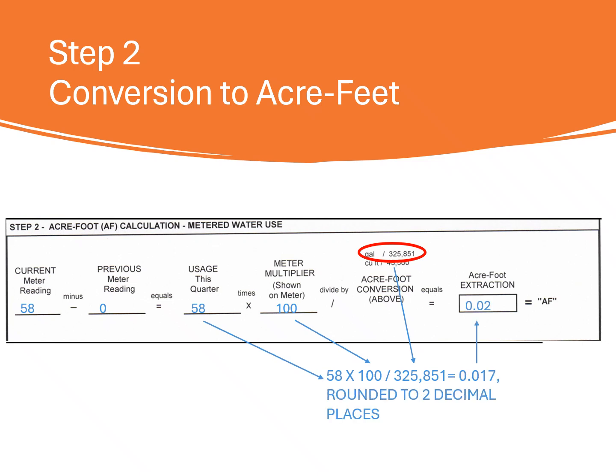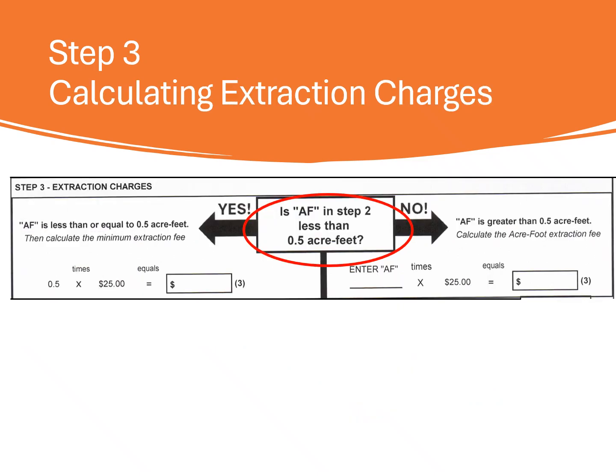Doing the math yields 0.017, which must be rounded to 2 decimal places and would be 0.02 acre-feet in this case. Moving on to step 3, we will calculate extraction charges.